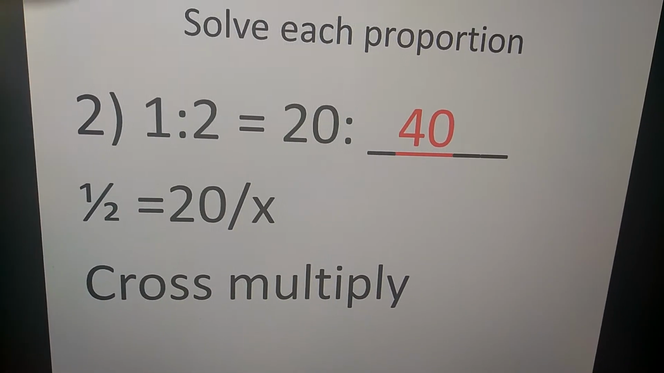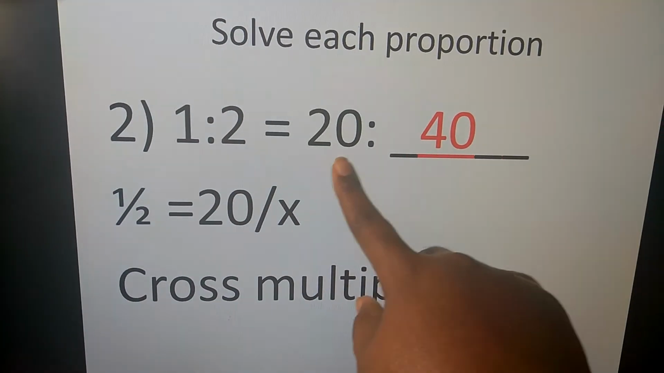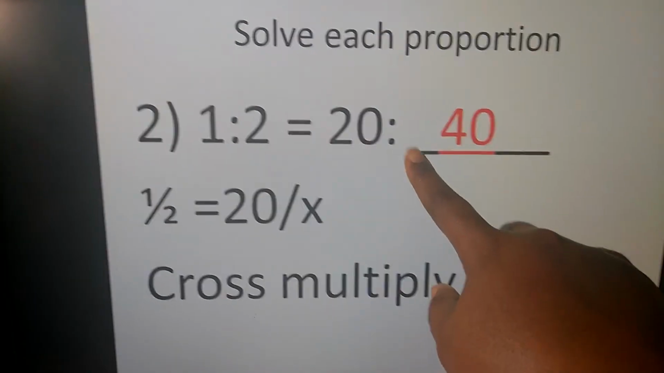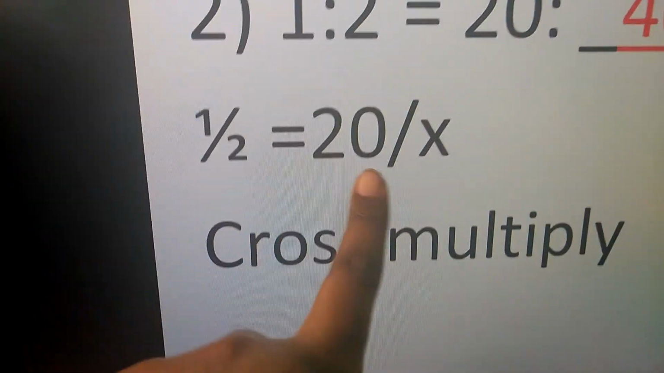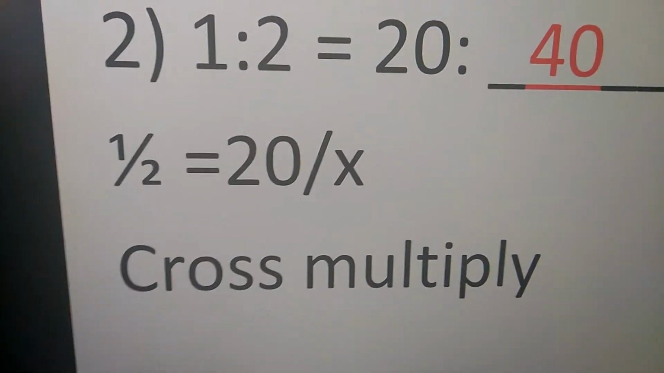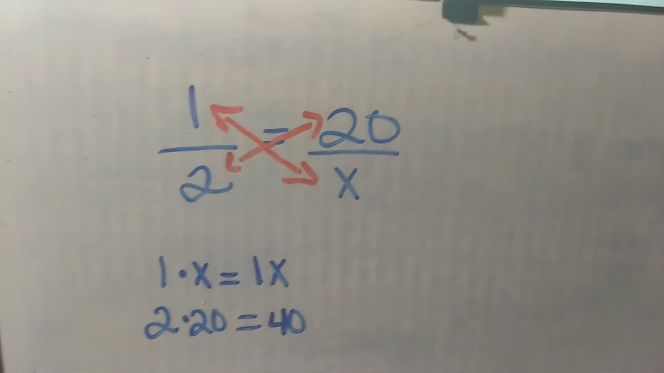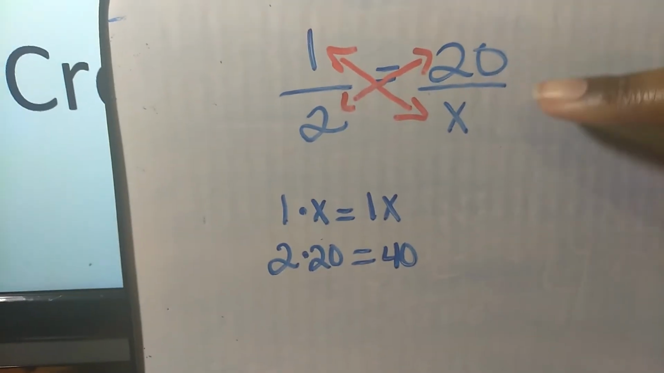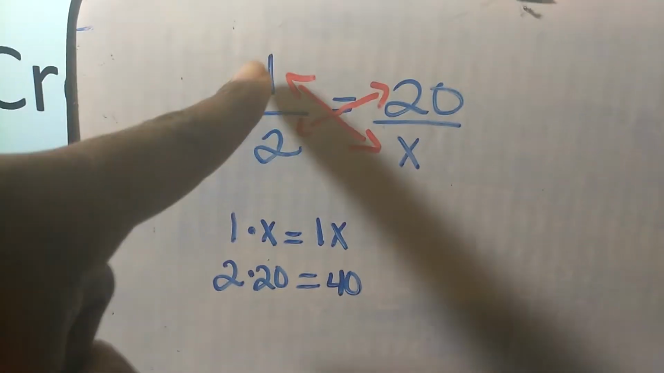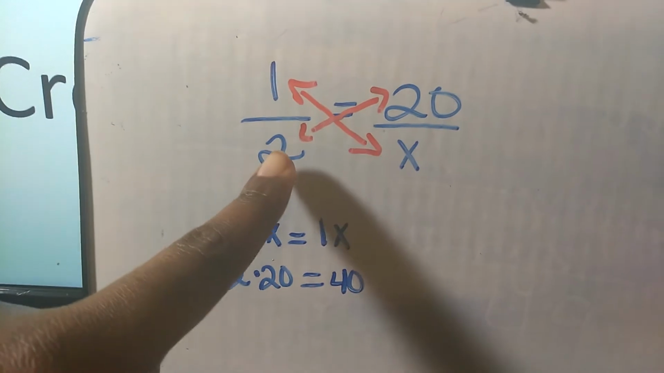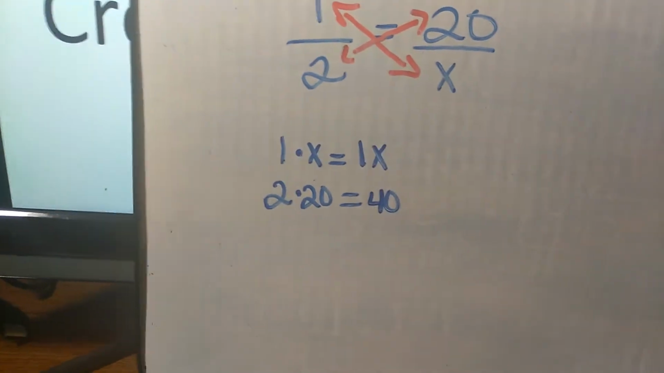Okay. All right, number 2, we have 1 ratio 2 equals 20, and the answer for this is 40. So we're missing the number and we had to plug it in. So I will set it up as a fraction as 1/2 equal to 20 over x. And then we're going to cross multiply. So cross multiply, across from 1 is x, across from 20 is 2. So we have 1 times x is equal to 1x, and then 2 times 20 is equal to 40.